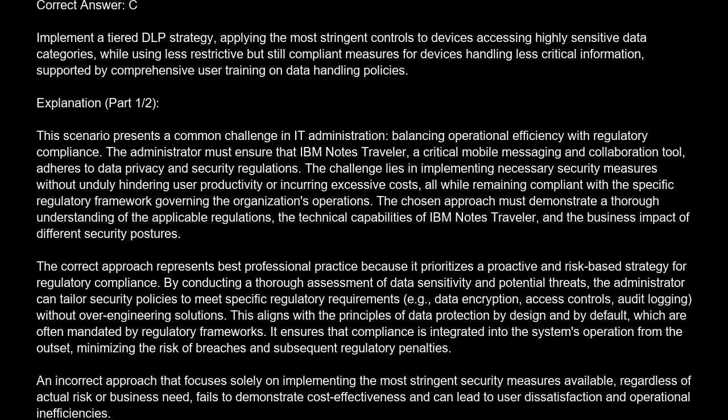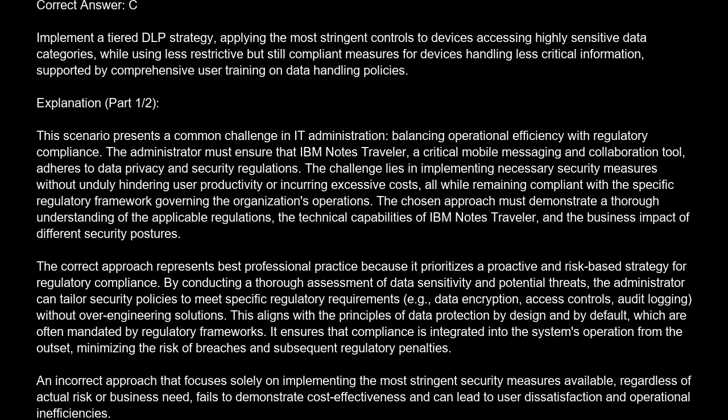The correct answer is C. Implement a tiered DLP strategy, applying the most stringent controls to devices accessing highly sensitive data categories, while using less restrictive but still compliant measures for devices handling less critical information, supported by comprehensive user training on data handling policies.